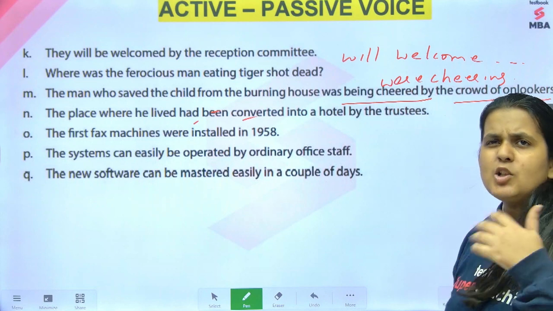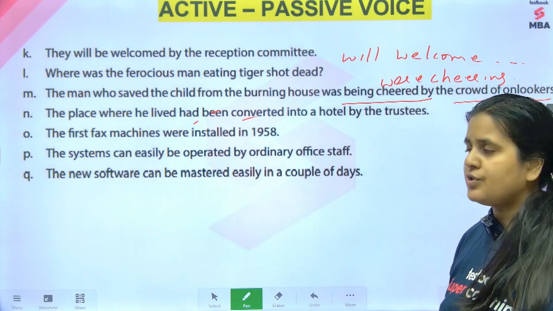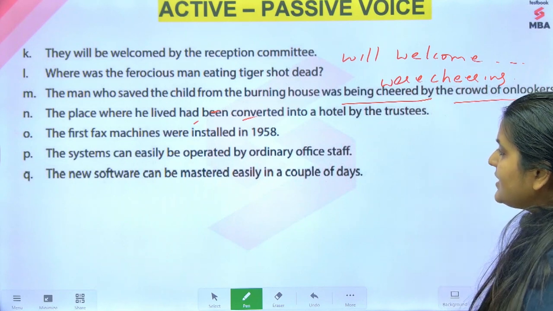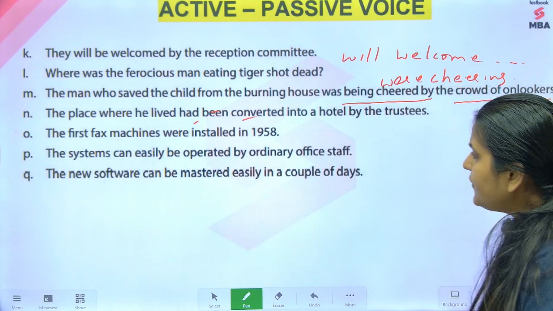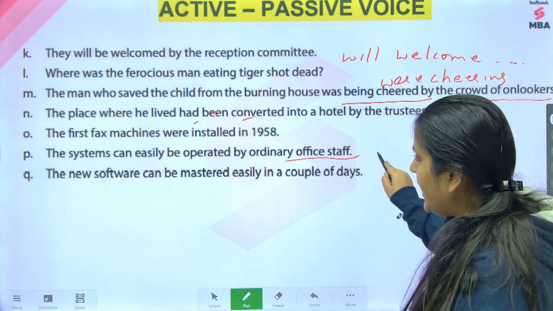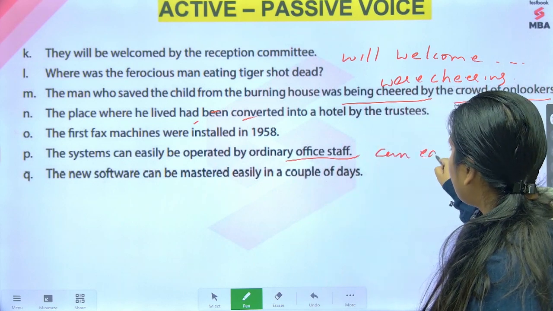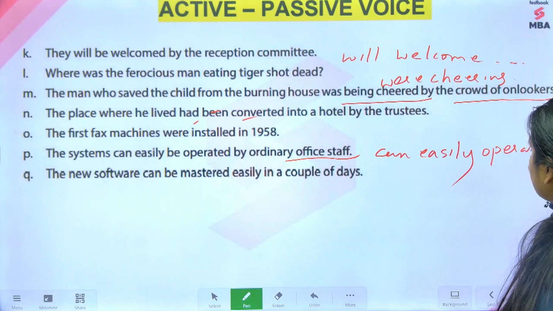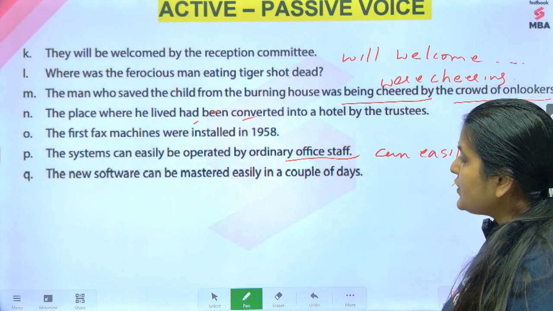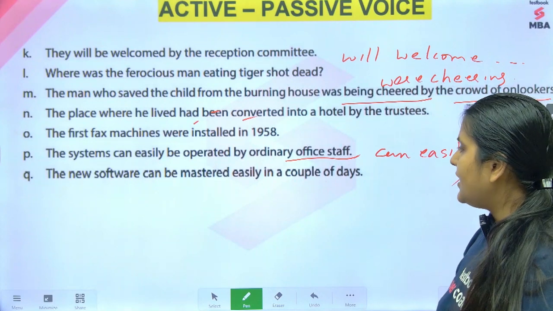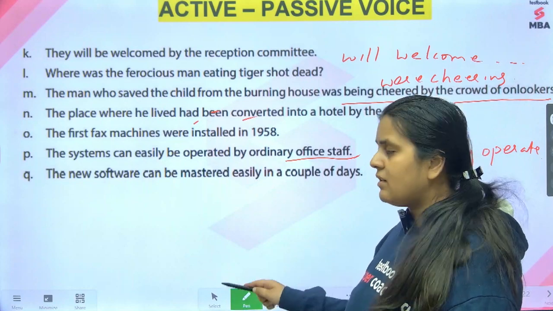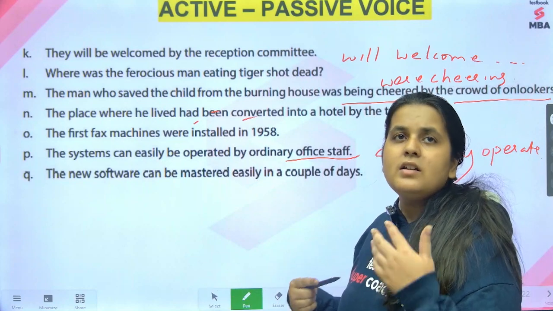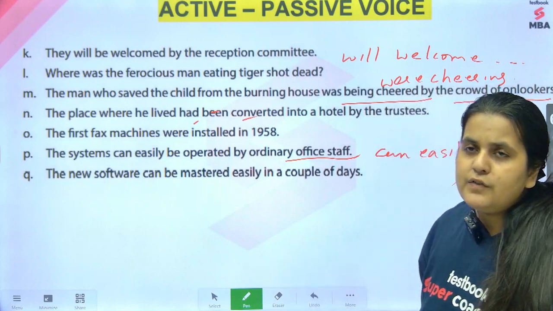If the subject is not there, you put an appropriate subject. That depends on the options. The systems can easily be operated by ordinary office staff. The ordinary office staff can easily operate. Just the be form has to be removed. Can easily operate the systems. The new software can be mastered easily in a couple of days. One can master or we can master the new software easily in a couple of days.